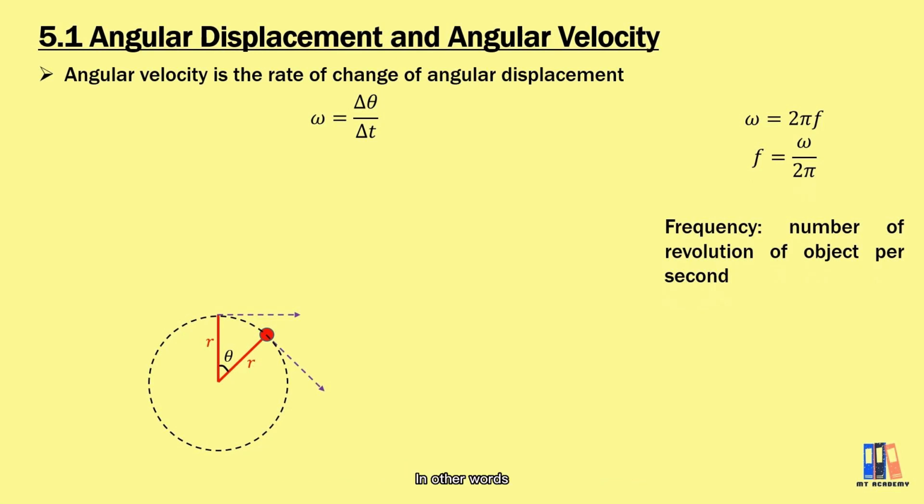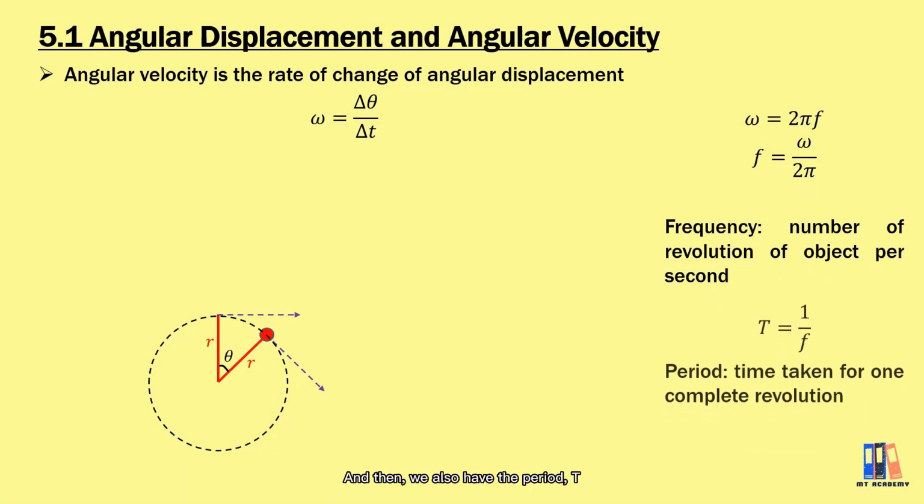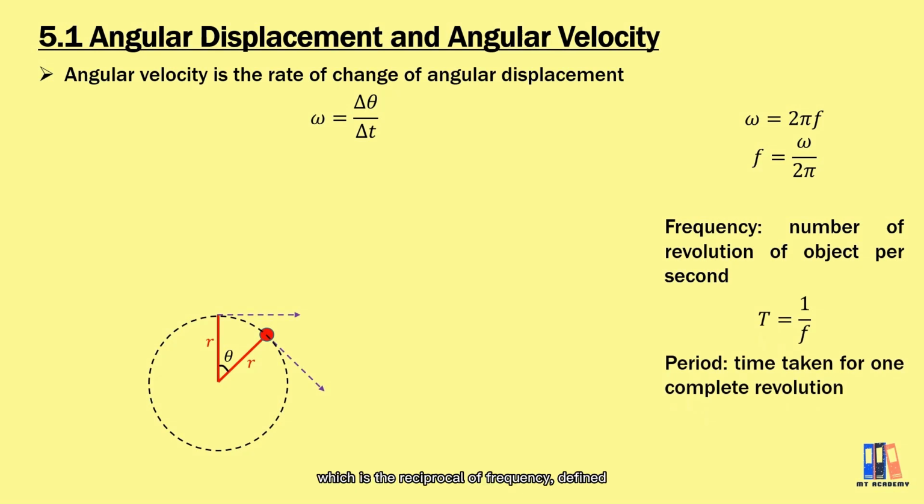In other words, if the angular frequency or the angular velocity is 2 pi radian per second, the object is moving at 1 revolution per second. And then we also have the period T, which is the reciprocal of frequency, defined as the time taken for one complete revolution. Now we're going to find the relationship between the linear velocity and angular velocity.